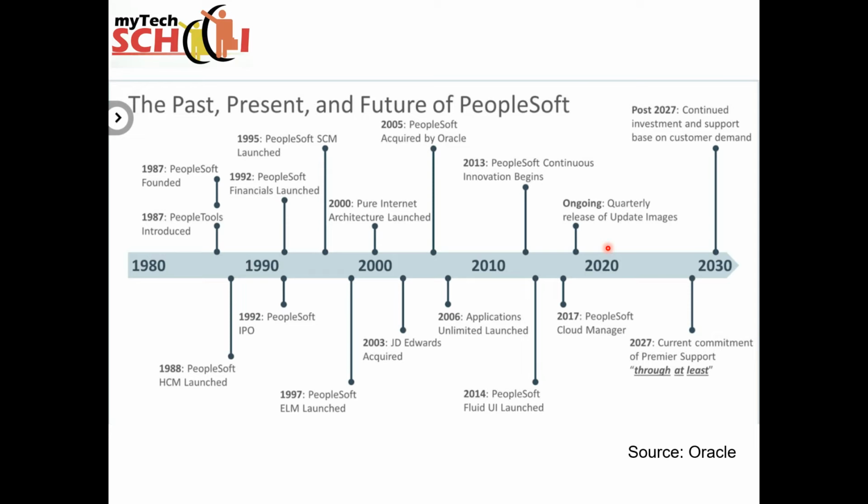PeopleSoft has also moved to the cloud since 2017. So we are staying current with all the latest tools and technologies that are trending in the current IT world. In fact, PeopleSoft is planning to invest in blockchain, AI, and they're also working on chatbots. So what lies ahead for PeopleSoft? PeopleSoft Premier support is provided until 2030. That's the latest update given by Oracle. In this slide it's mentioned 2027, but Premier support is until 2030.